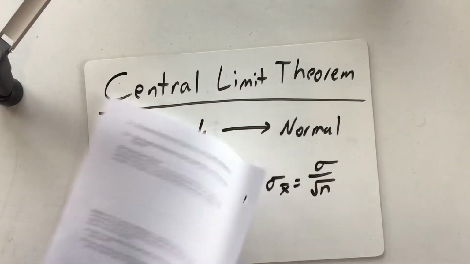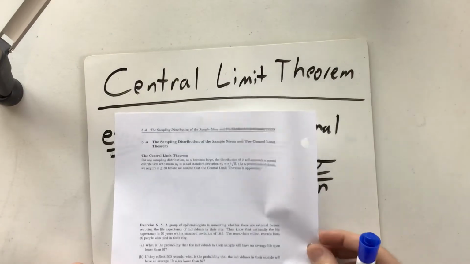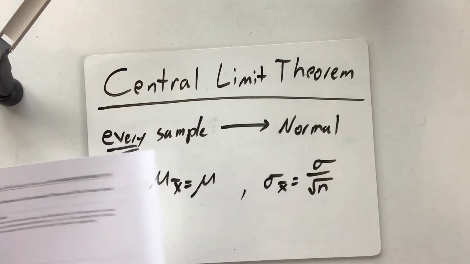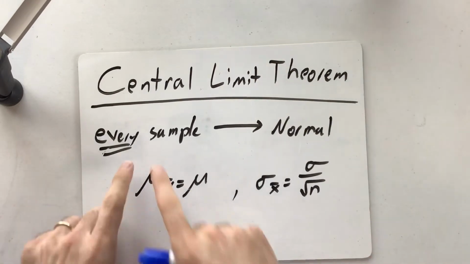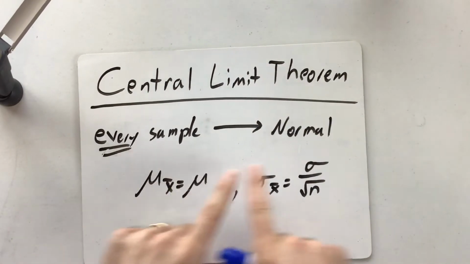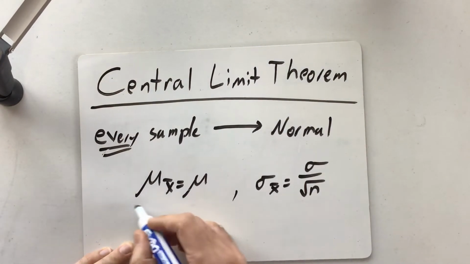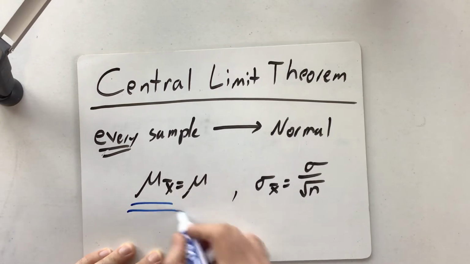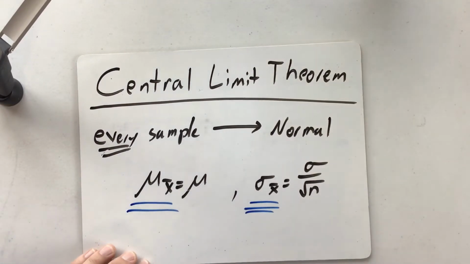And so you can see in our notes, I've written the central limit theorem out on 5.3. I, of course, won't require you to quote it, but this is one of the really big ideas in statistics. It's that every sample, no matter how you take it, becomes a normal sample. But the central limit theorem goes even further, and it tells us what the average is. So this is the average of our sampling distribution, and this is the standard deviation of our sampling distribution.